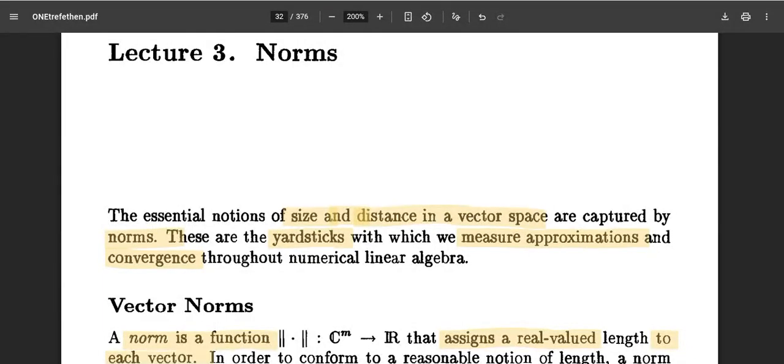Hi all. This is going to be the third lecture of chapter 1 of the Numerical Linear Algebra series, based on the book by Trefethen and Bau.